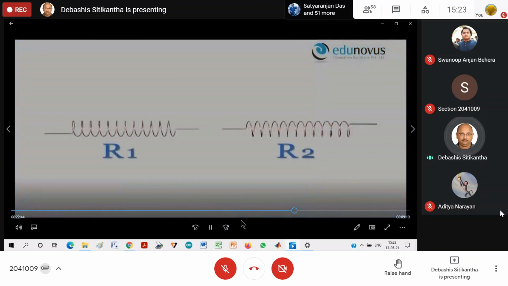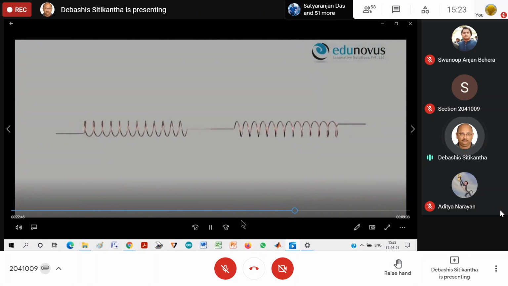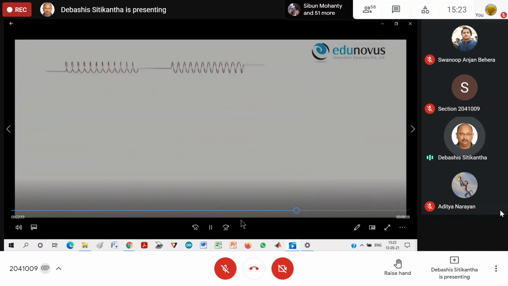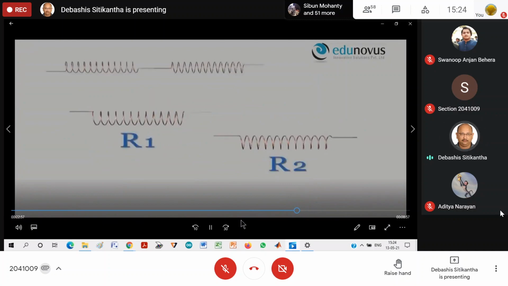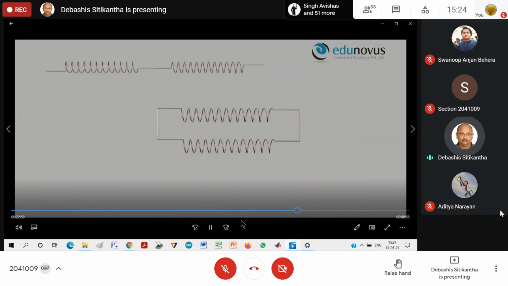If two wires of resistance R1 and R2 are connected side by side in this way, then they are said to be connected in series. If the same two wires are connected in this way, such that the ends of the first wire are connected to the corresponding ends of the second wire, then they are said to be connected in parallel.